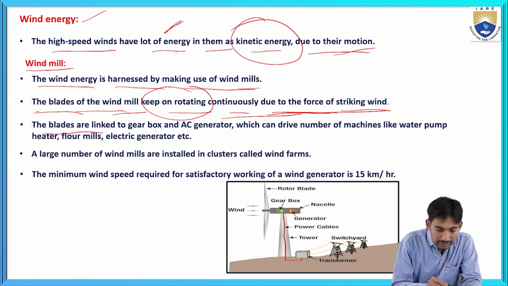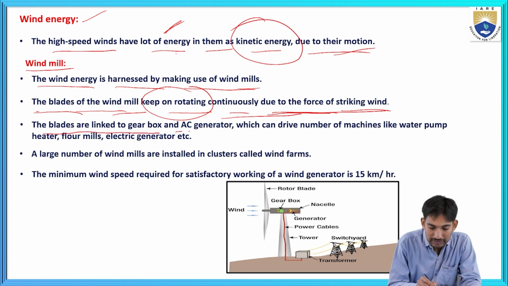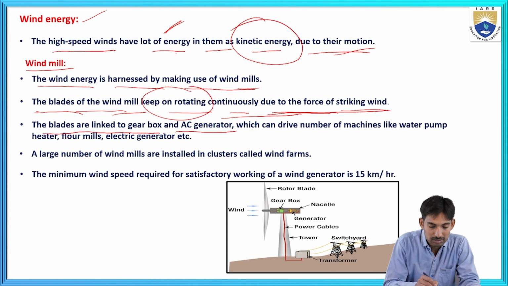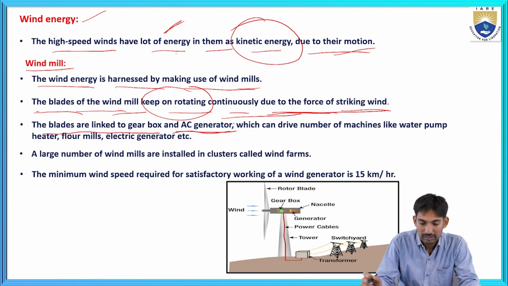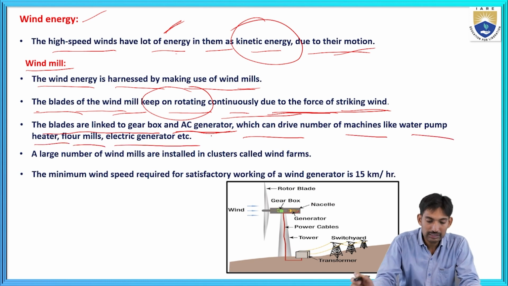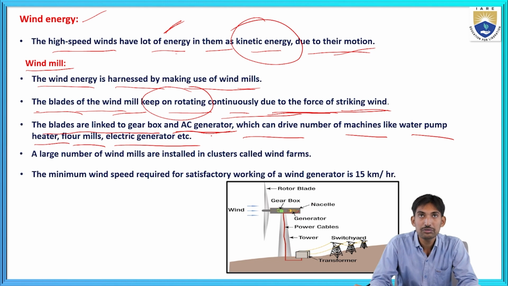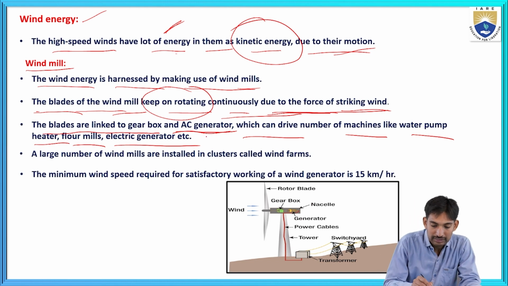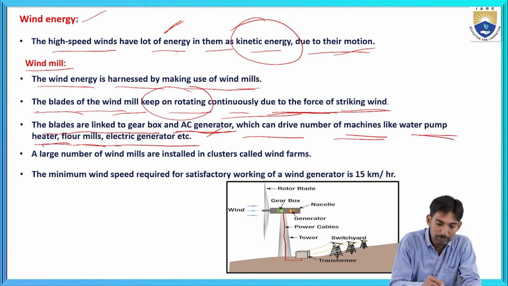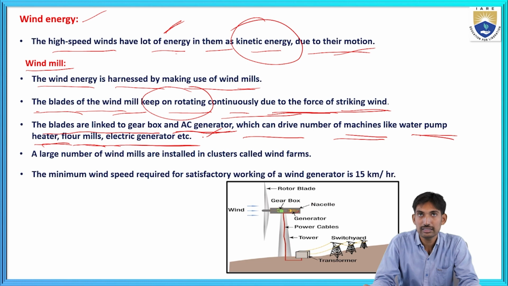The blades are linked to the gearbox and AC generator, which can drive a number of machines like water pump, heater, flour mills, electric generator, etc.